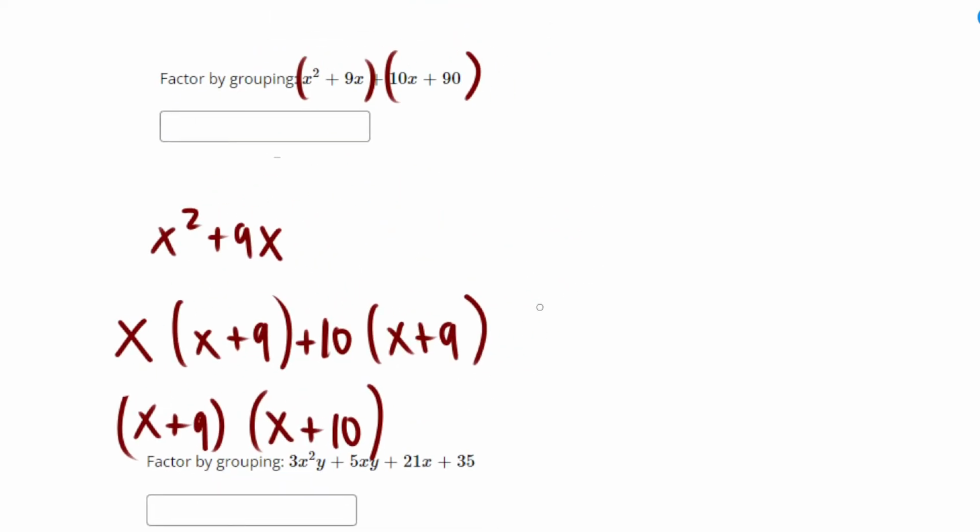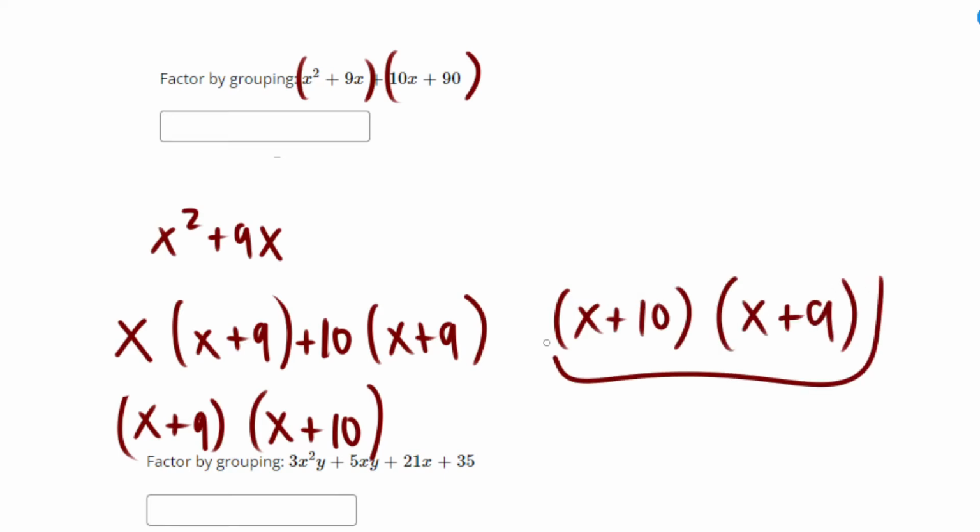However, you don't necessarily need to know that. You do need to know that we're taking the x plus 10, and then we're keeping whatever is in those 2 parentheses that are the same. That's very important. So this is our factored by grouping form.